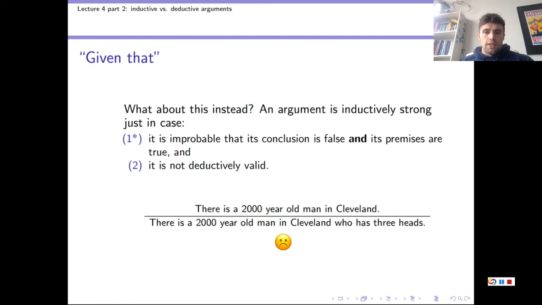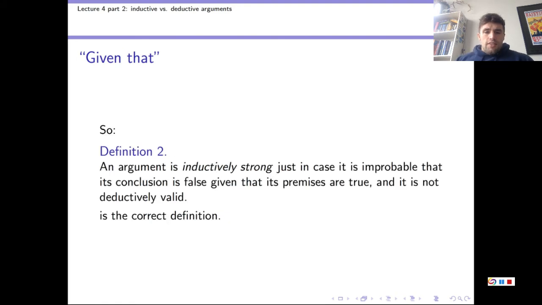So the point is this. Definition 2 is the correct definition of an inductively strong argument. You cannot replace the phrase "given that" with the word "and." And just one more word before we move on. If you're wondering why we need condition 2 at all, then you'll have to keep wondering because that's an assignment question.